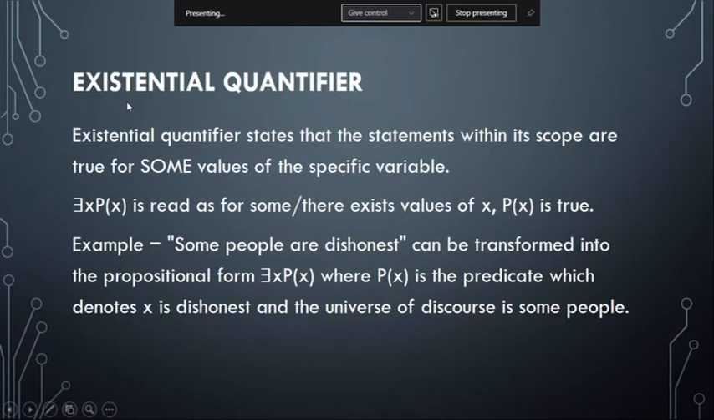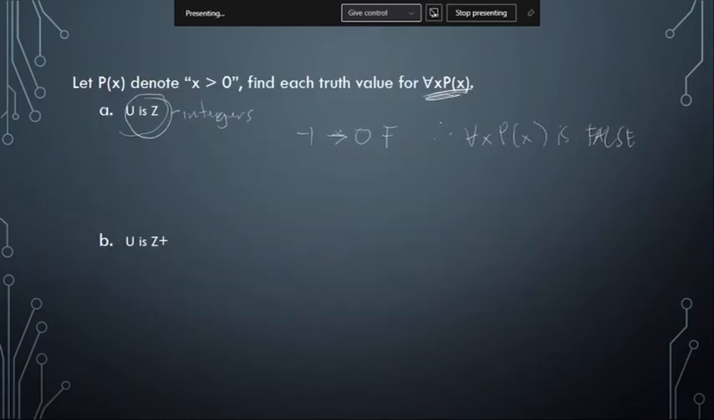So for this example, the domain is all integers, be it negative or positive. This proves that the quantifier for all x, p of x, is false. This is how you find proof that a statement is true or false.